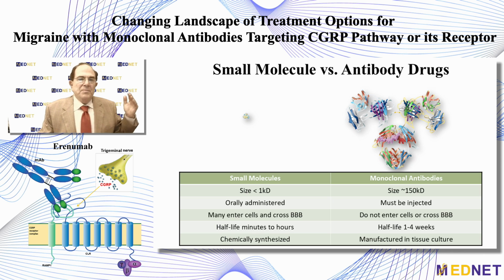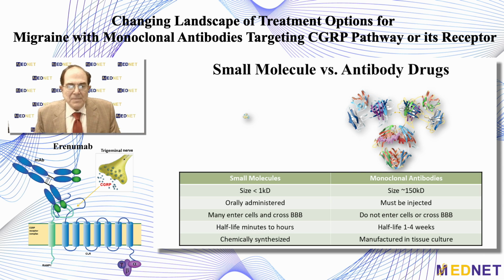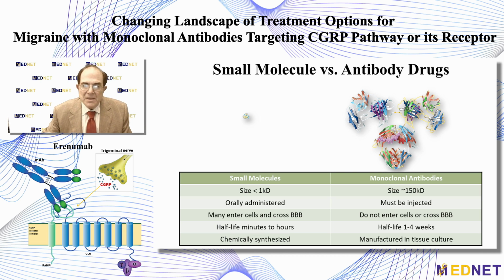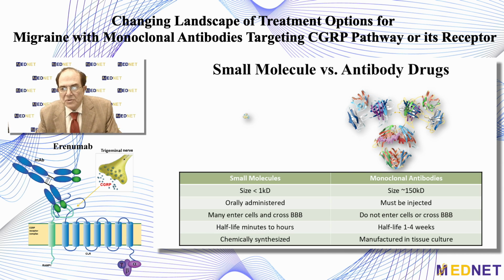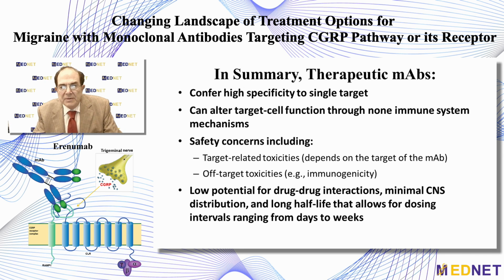So let's compare a small molecule to an antibody. Small molecules are small, antibodies are big. Small molecules can be given orally. Antibodies need to be injected. Small molecules get into the brain. The monoclonal antibodies cannot pass the blood-brain barrier. Small molecules have half-lives of minutes to hours, at most days. Monoclonal antibodies, typically about a month. Small molecules are made by chemists. Monoclonal antibodies have to be made in tissue culture. That's the contrast.